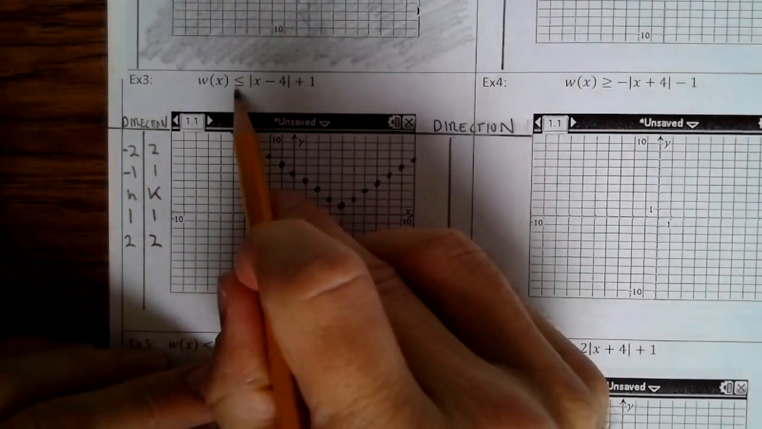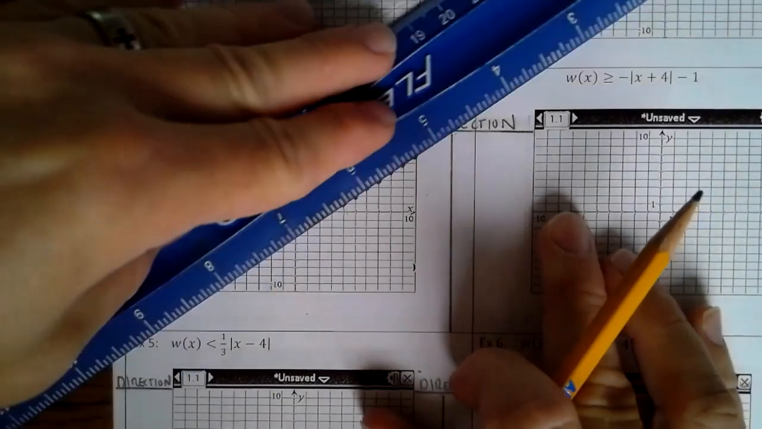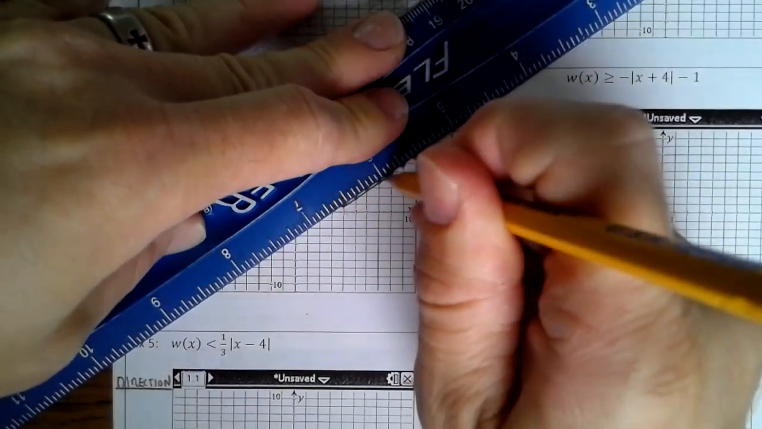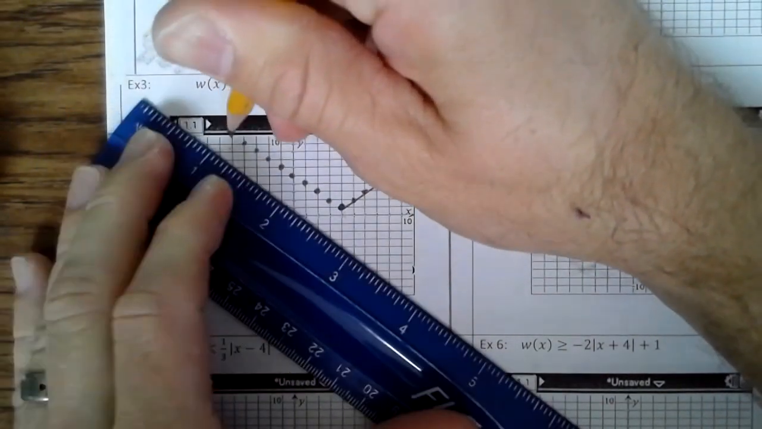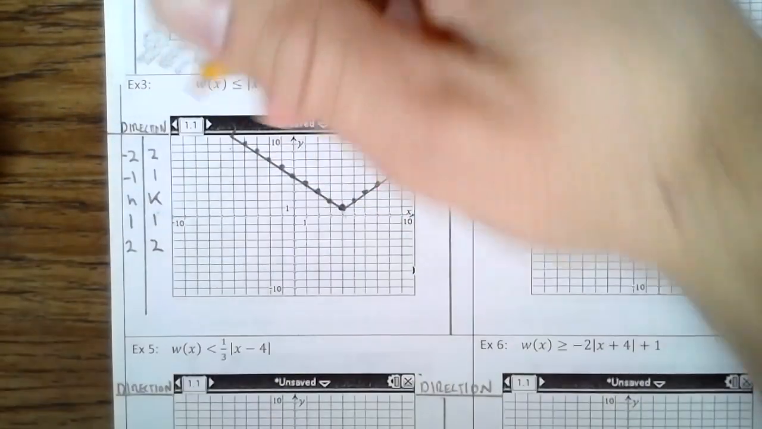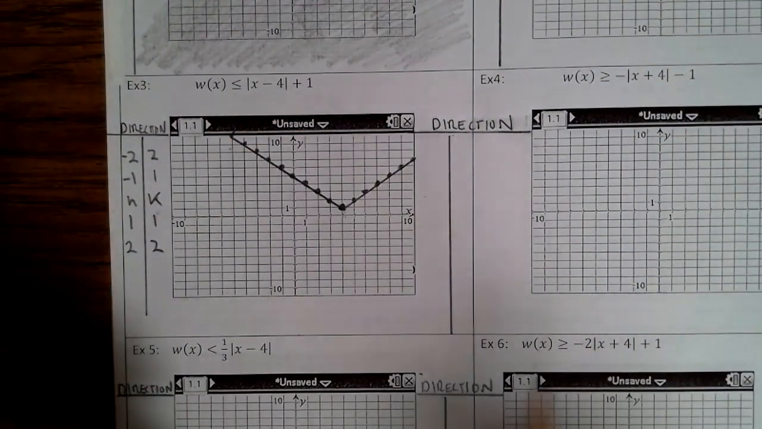Okay, there's a line underneath, so we know it's a solid line. And it's less than, so we shade below.